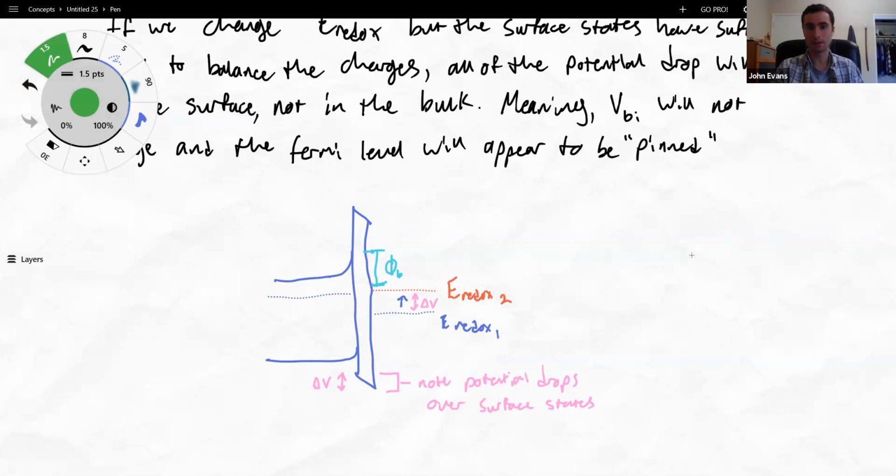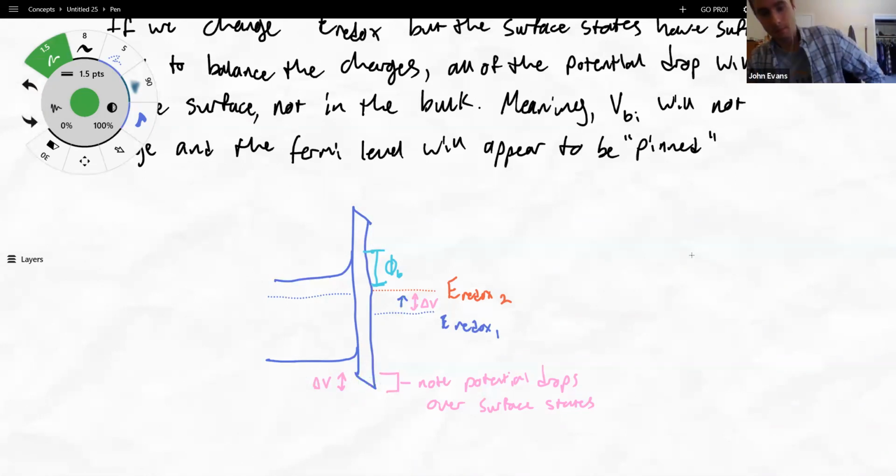So what's happening here, you can sort of imagine this. This is like how it used to be. It used to be flat, right? So you're going to pull this side of our band bending diagram down a little bit, or push it up, depending on the case, such that we have this change in potential over here between our two redox potentials. We're going to drop all of that potential over the surface state right here.